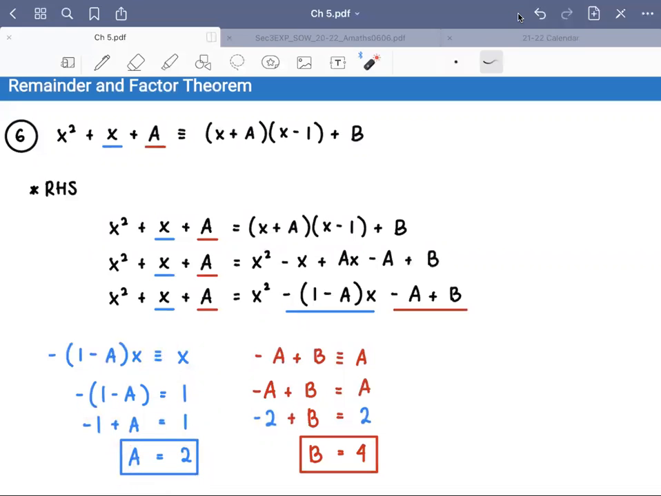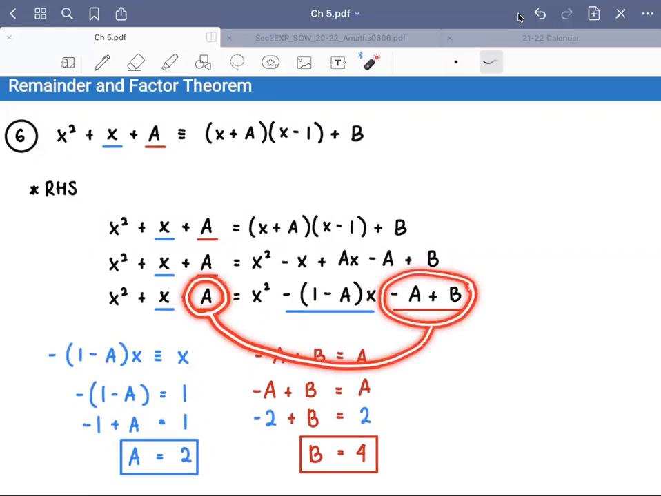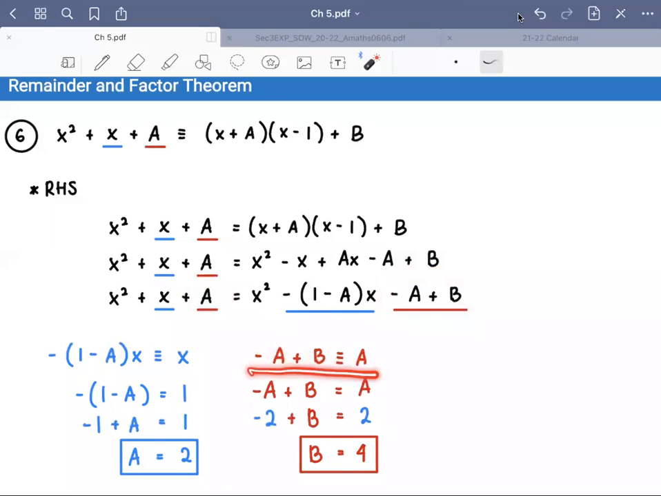All right, how about letter b, or the value of b? So to get the value of b, you start with this. So negative a plus b. You can compare this with this one because they are both constants. Okay, so that's how I got this. So negative a plus b is similar to a. So therefore, negative a plus b is equal to a. So if a is 2, you have negative 2 here and 2. So therefore, b is equal to 4. Okay, so that's how you compare the coefficients.